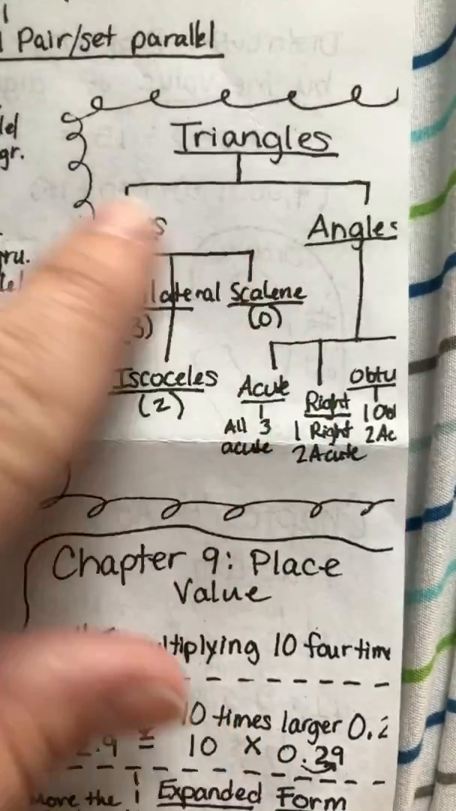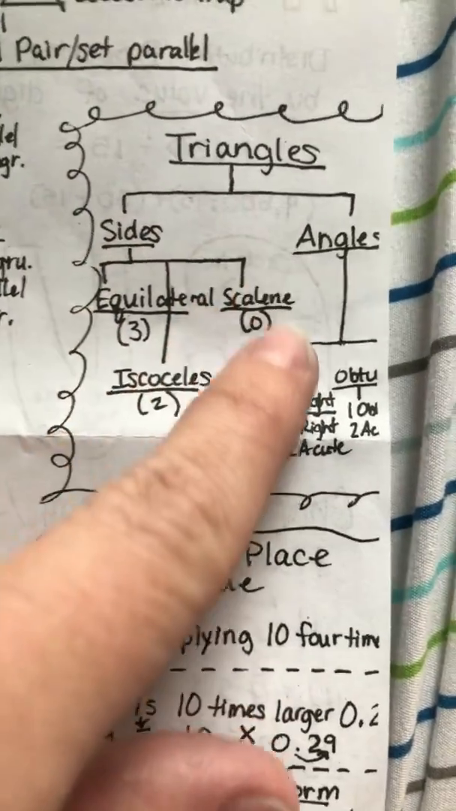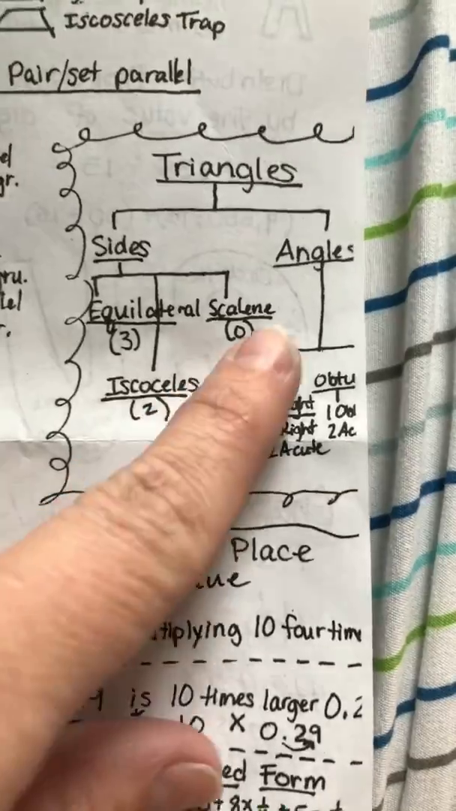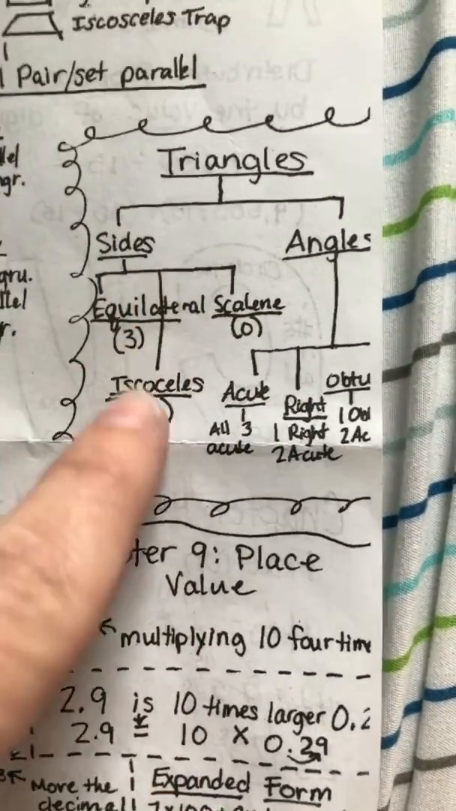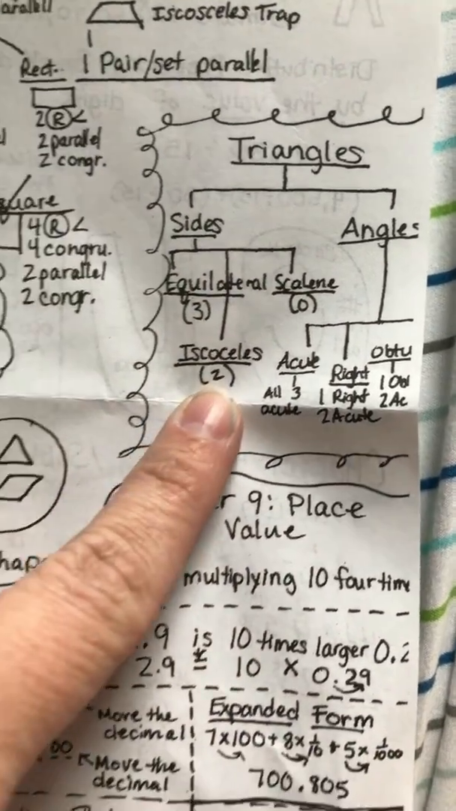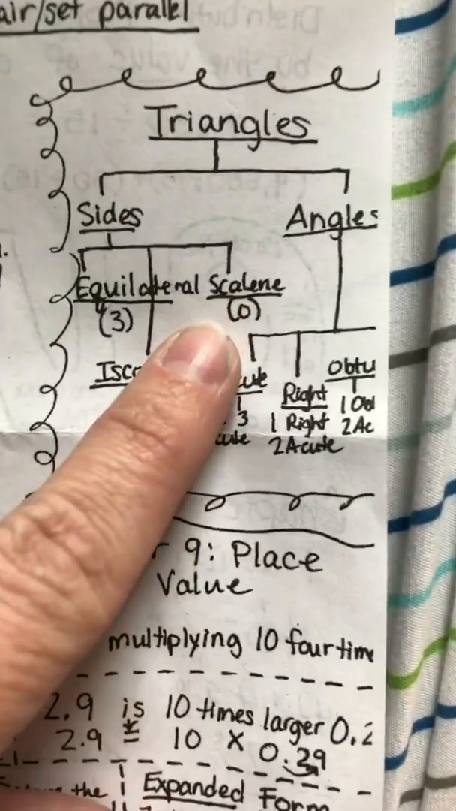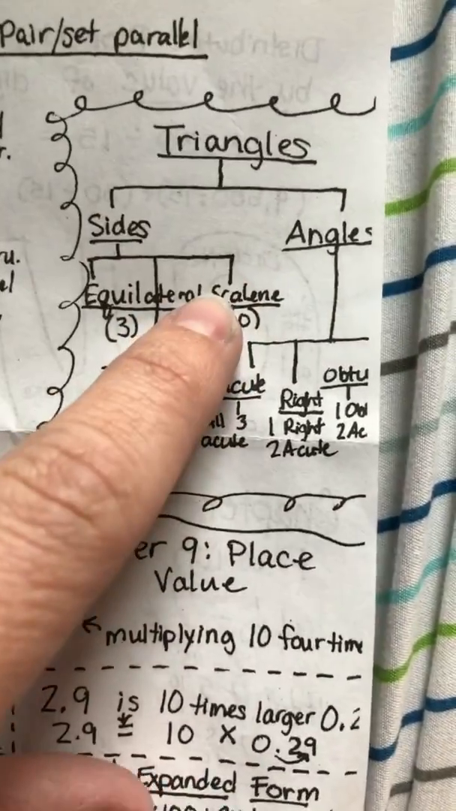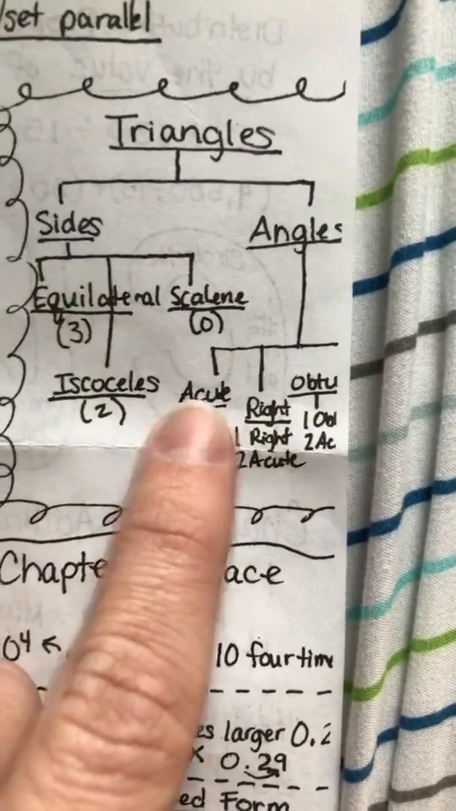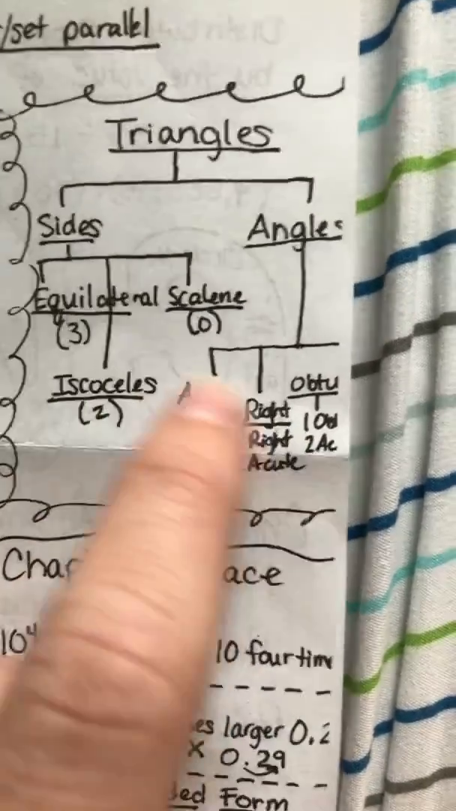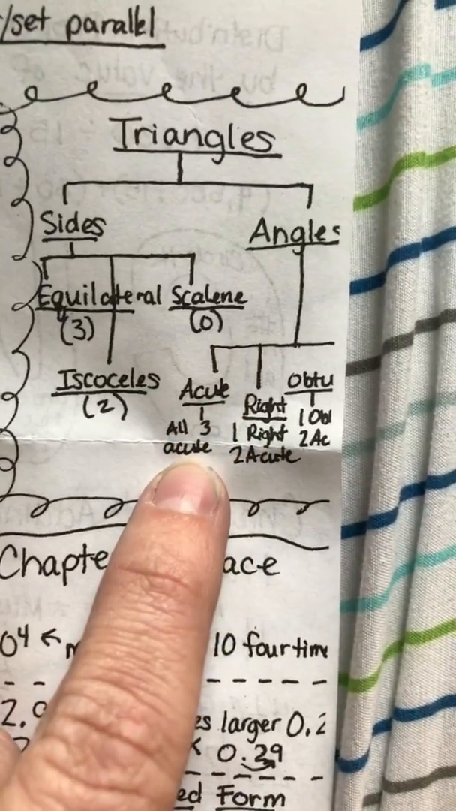So no even sides. Equilateral, 3. Isosceles, 2. Scalene, 0. Again, put them in alphabetical order. Equilateral, all equal. Isosceles, 2 eyes, 2 equal sides. Scalenes are uneven. Boom. You can also classify it by its angles if it has acute, right, or obtuse. In order for a triangle to be an acute, all 3 must be acute.